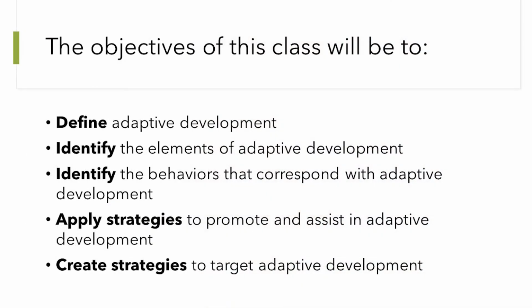The objectives for this class are going to be, number one, to define adaptive development. So at the end of this class, hopefully you'll be able to define what adaptive development is and what it means. Number two, we're going to identify the elements of adaptive development. So what makes up adaptive development and how does this look when we break it down? Number three, we're going to identify the behaviors that correspond with adaptive development. So being able to actually classify what are the behaviors that we would see falling within those domains that make up the general concept of adaptive development. And number four, apply strategies that could promote and assist in the adaptive development of an individual.